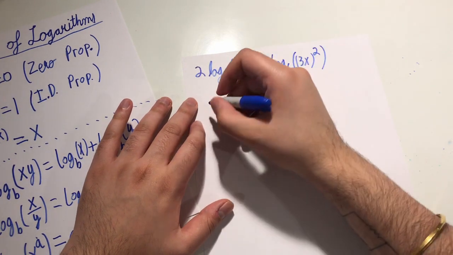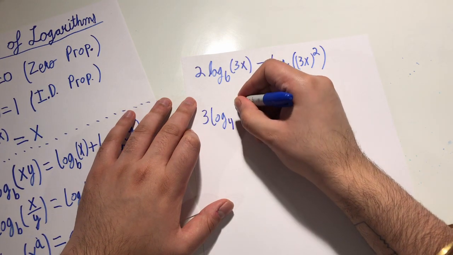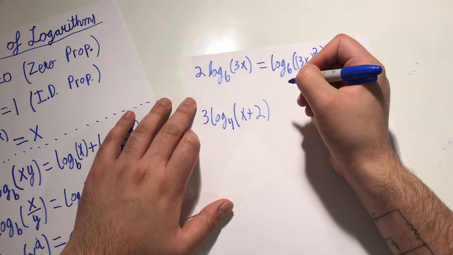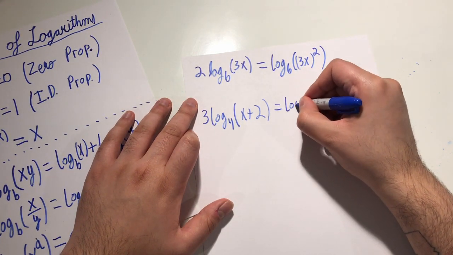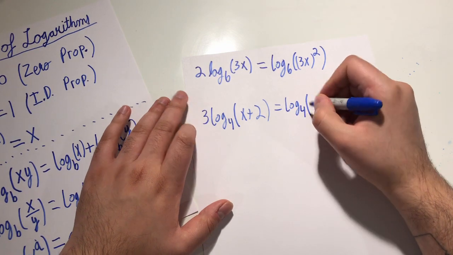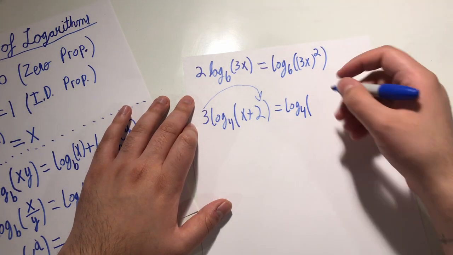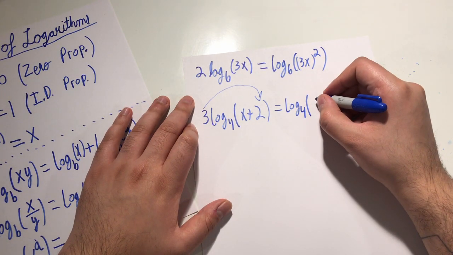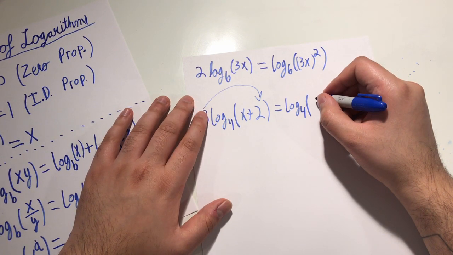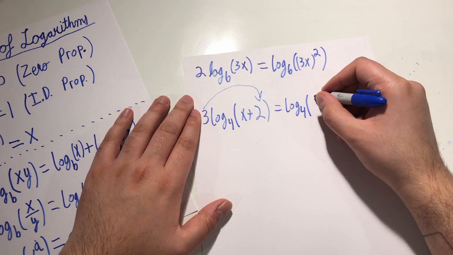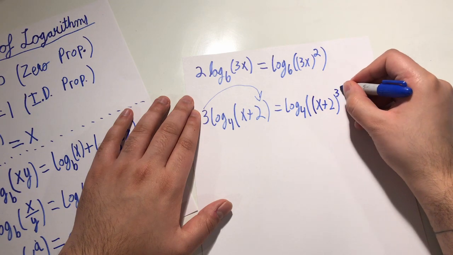Let's look at something else. So 3 logarithm base 4 of x plus 2. What we do here is simple. We have logarithm base 4. This 3 comes in, becomes the exponent of everything inside my logarithm. So we have x plus 2, and then that's all raised to the third power.